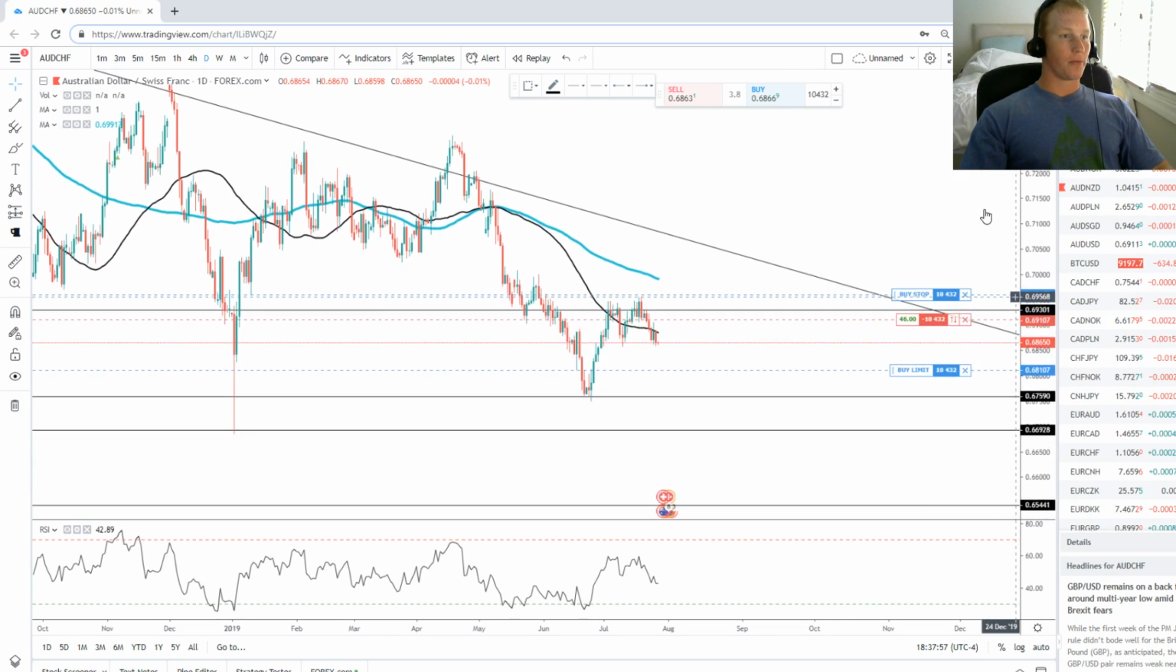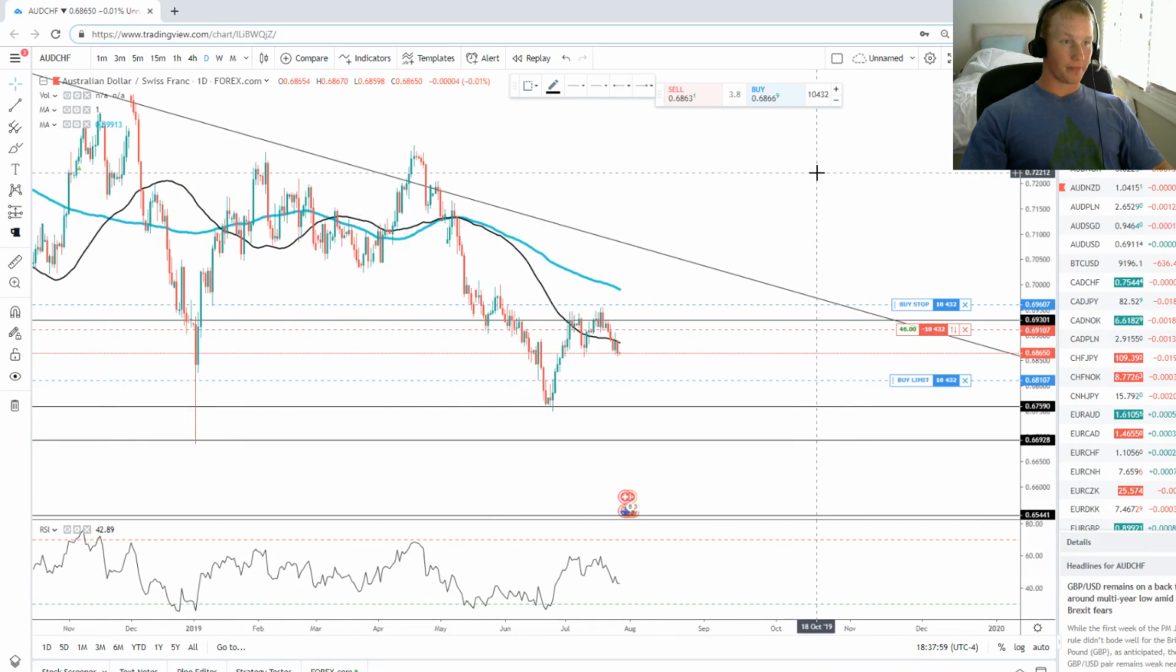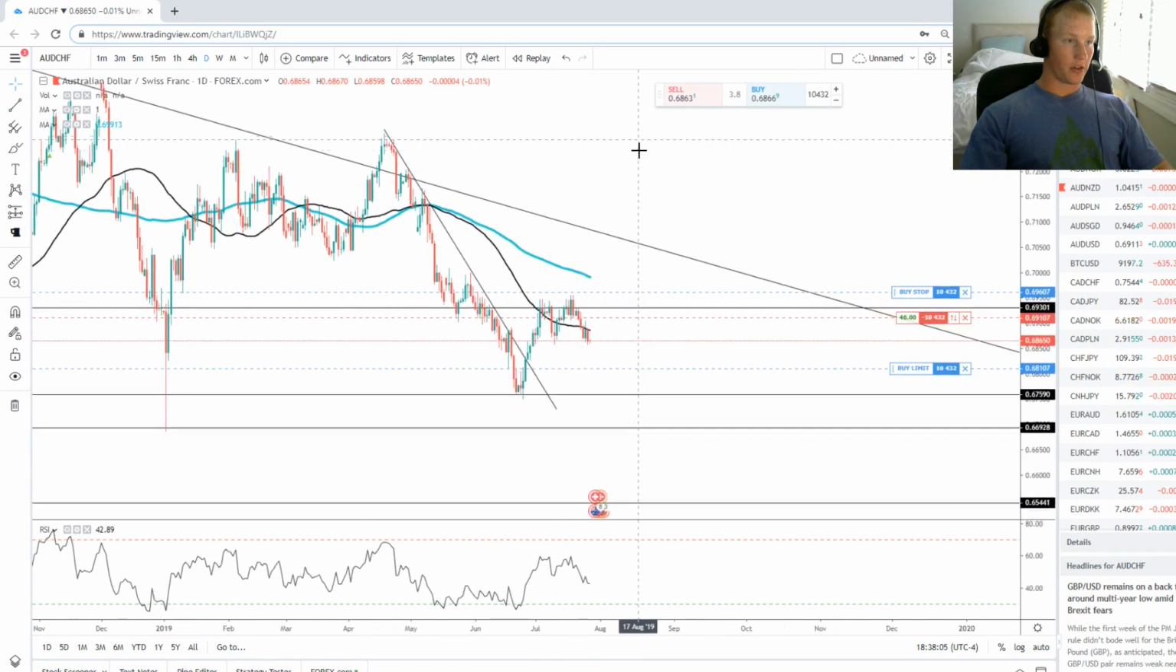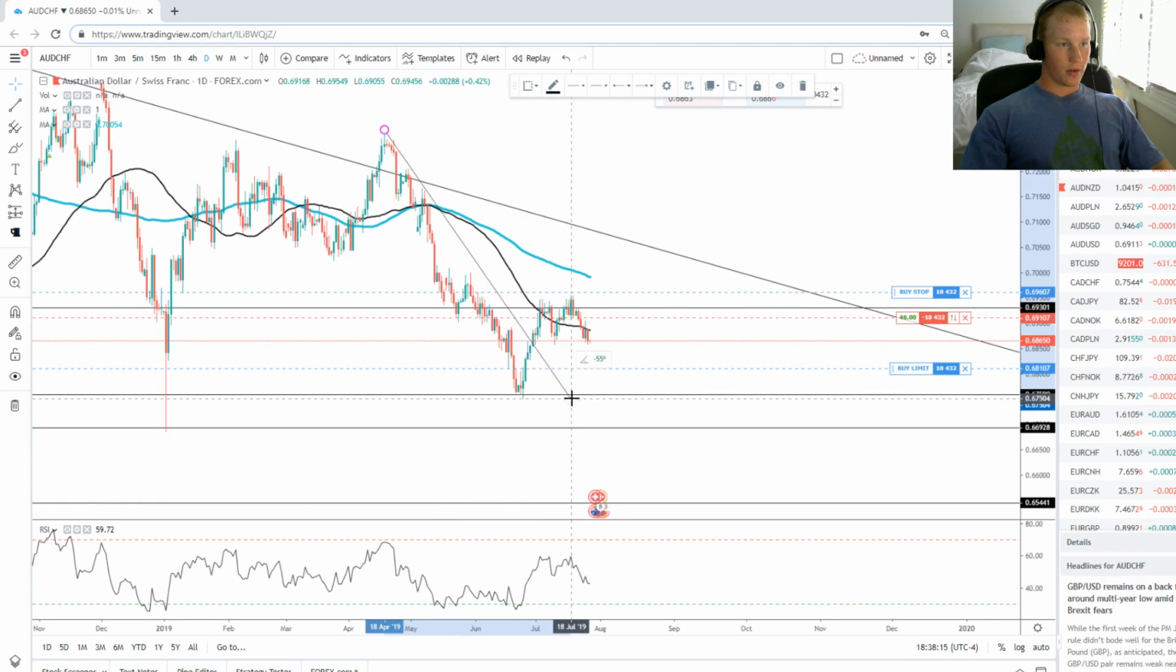Alright, so what do we got here? We got a pullback from this move down. We had this sharp move down, a 58-degree trend line angle, which is aggressive. I think typically what you want for long-term trends is like 45 degrees, somewhere around there, which is where that would be. So we got this aggressive move.